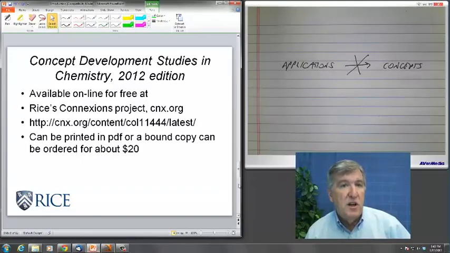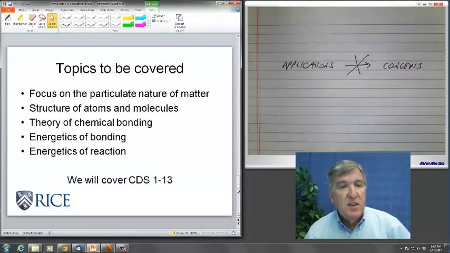It's about $20 if you'd like a print version. In addition, you're probably going to want to have any of the standard published general chemistry texts to work through some examples, to see some illustrations, and so forth.